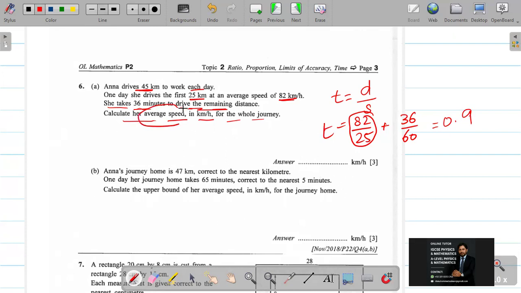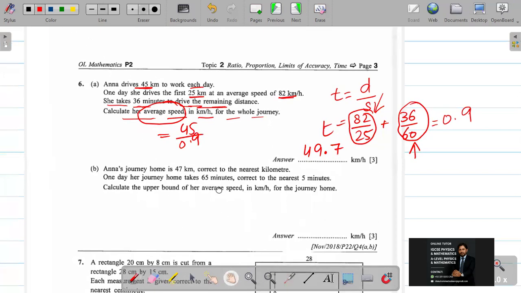Calculate their average speed. I know that the average speed is equal to total distance, that was 45, divided by 0.9, and it should be taken as 49.7. So try to understand the question, how it should be added, how it should be subtracted. For total time, I have taken both of them. This was the time according to the given speed. This is the time which was given, which should be converted into hours and later used over there.